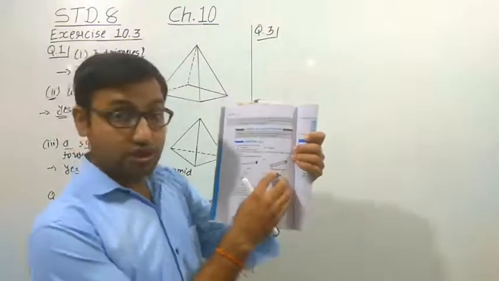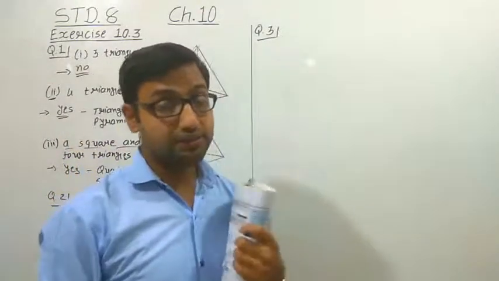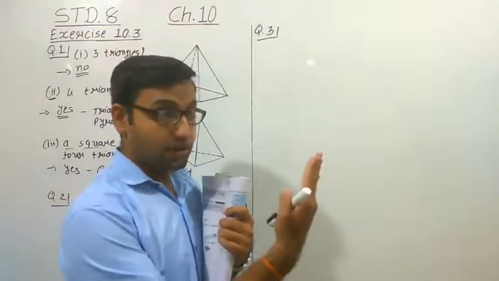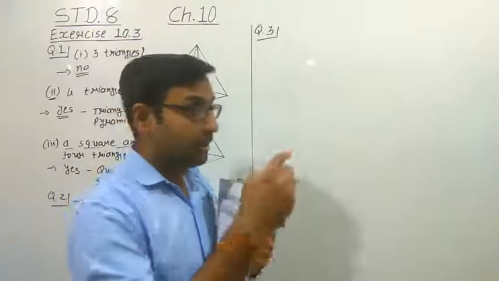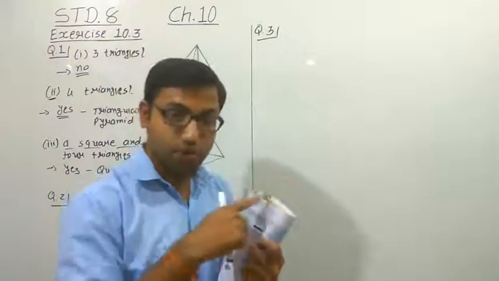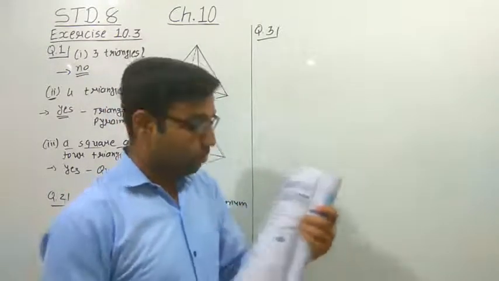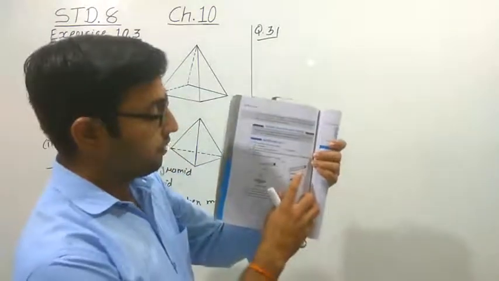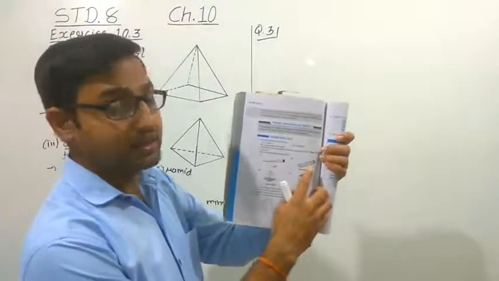Unsharpened pencil. So yes, when we purchase a new pencil, we can see that one of its faces is a hexagon and the other side is also a hexagon, right? So base and top both are hexagons. So we can say that it is a prism. So yes, this second shape is a prism.